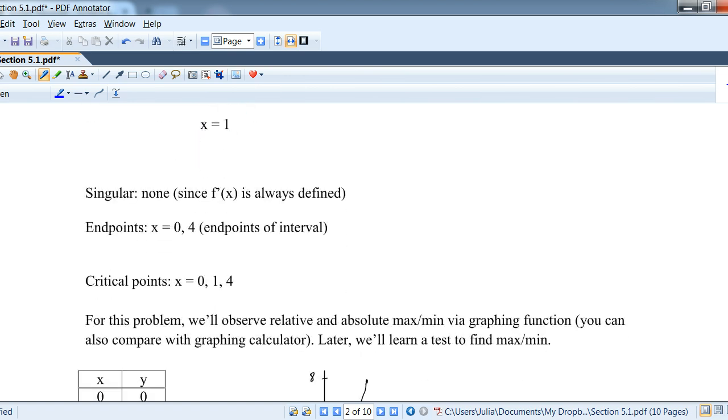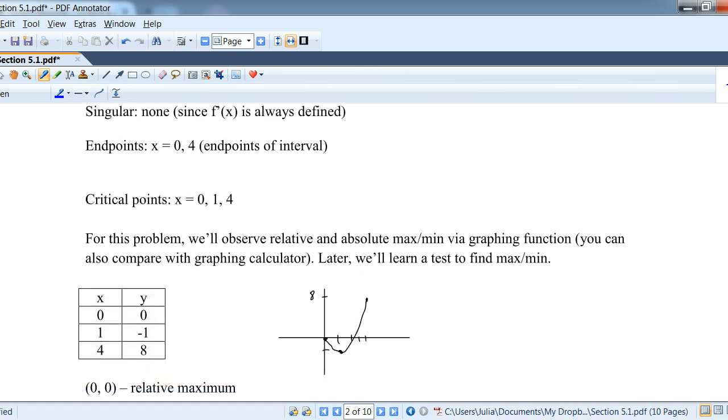So in this problem, how do we classify if they're maximum or minimum? Well, we can find the y values if we plot them in a table like this. So 0, 1, and 4. If we plug them back into the original function, x squared minus 2x, we get 0 for 0, negative 1 for 1, and 8 for 4. And if we quickly graph it, it's a parabola. It looks like this.